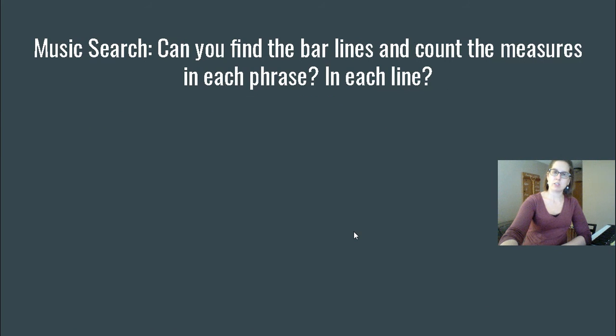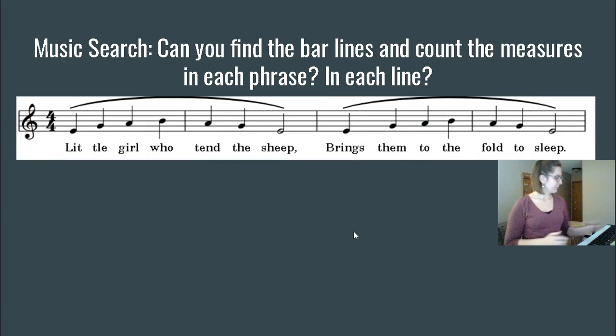I want to look at our song from last week. The song that we sang, those beautiful phrases. Little girl who tends the sheep, brings them to the fold to sleep. I want to see if you can figure out how many bar lines and measures are in each phrase in each line. So I'm going to do the first one with you.